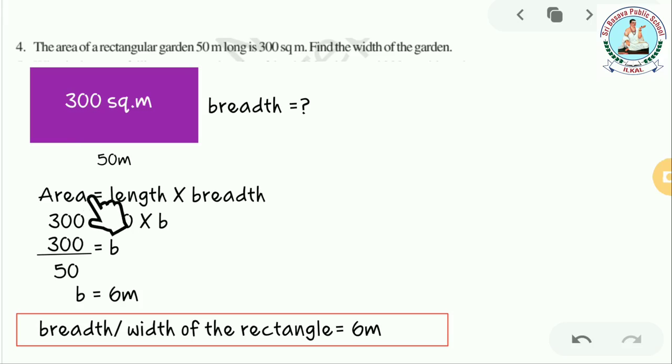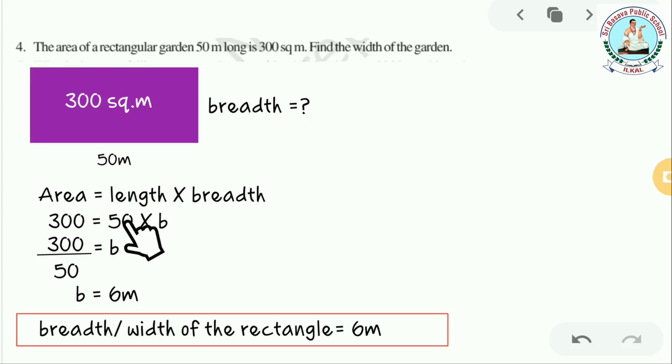Well, area equals length into breadth. Area is clearly given, that is 300 square meter, so just write square meter here. Length is 50 meter. Breadth, or width, is not given. These are the two things known to us, 50 and 300. So bring this 50 to the same side as the known quantity.